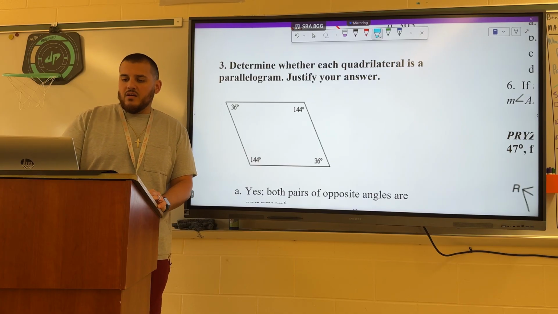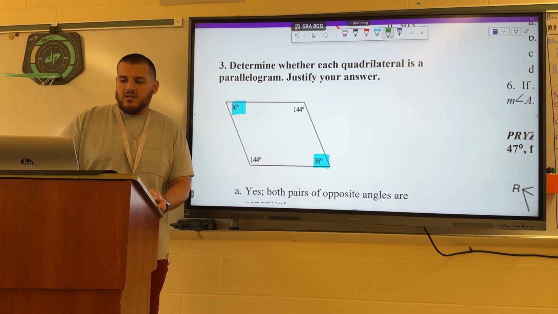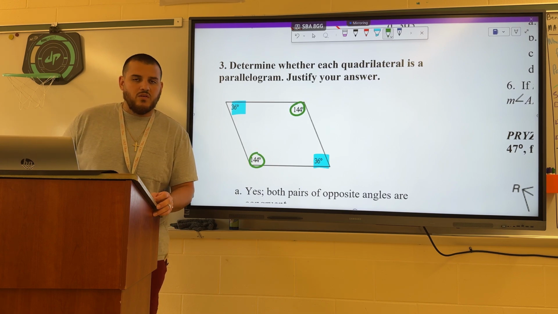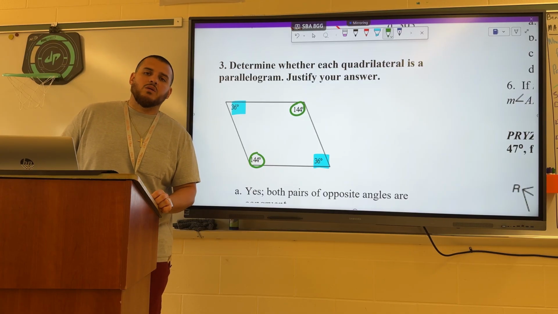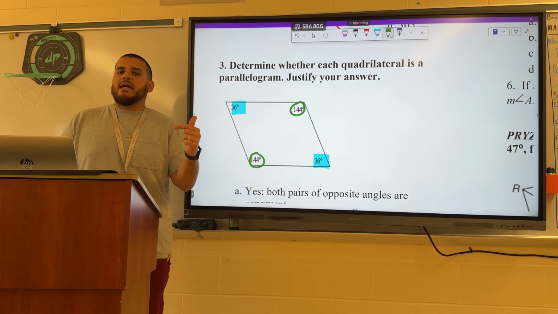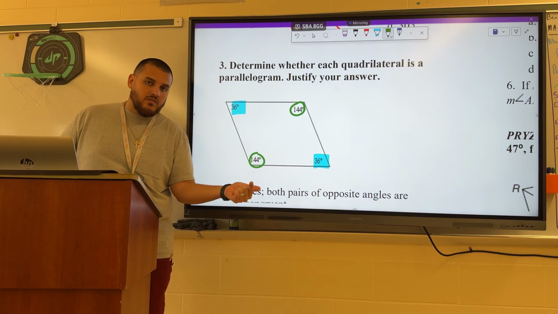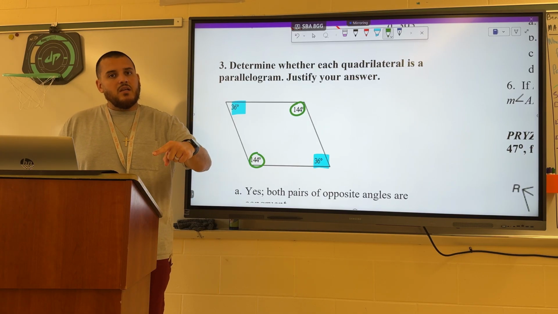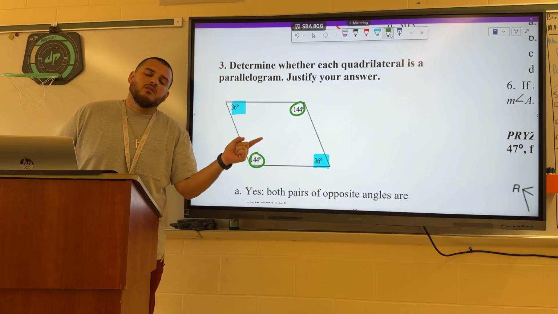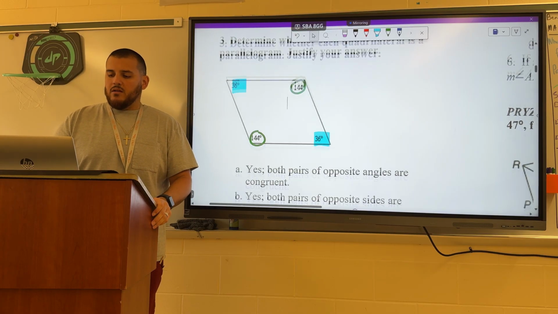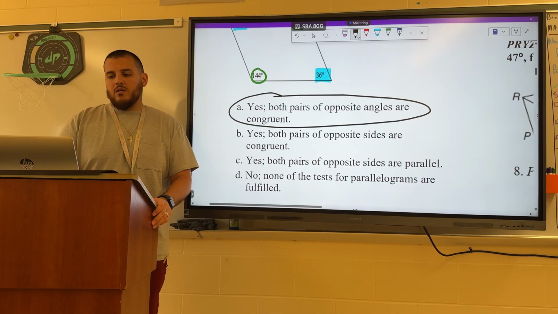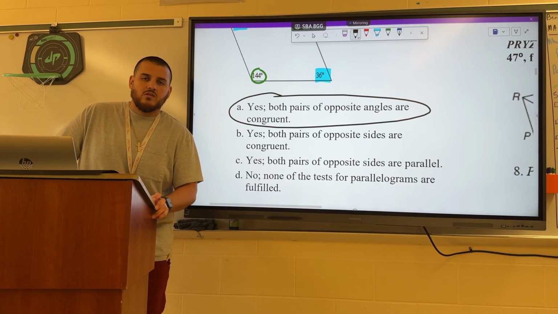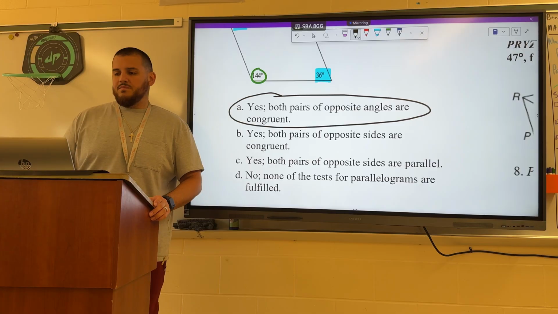What we see here is that opposite angles are both 36 and opposite angles are both 144 degrees. That is a property of a parallelogram, opposite angles being congruent to each other. So by the opposite angles converse, if the opposite angles are congruent, then the figure must be a parallelogram. All right, and that is our first option here. Yes, this is a parallelogram because both pairs of opposite angles are congruent to each other.